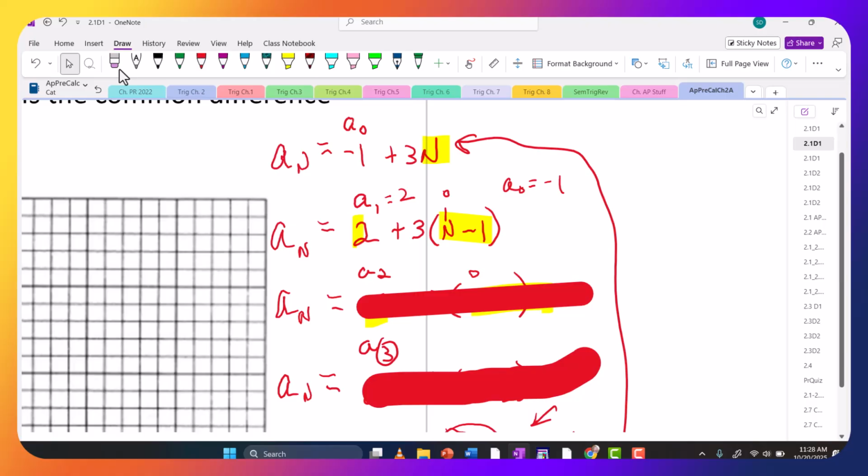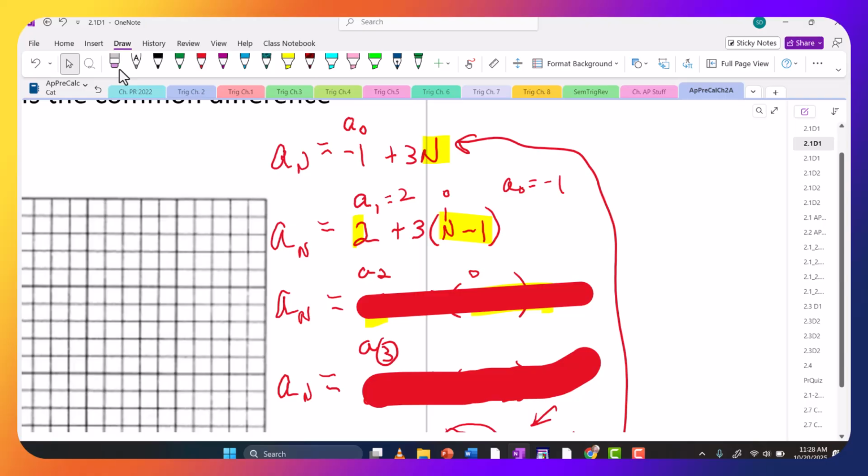Now again, this is not a big deal. What happens when I plug in 1? What's 1 minus 1? 0. What's 0 times 3? What's 0 plus 2? 2. So I plugged in 1, I got 2. That's what's supposed to happen, just like I plug in 1 up here and I get 2 in the top equation. So both of these equations are valid.